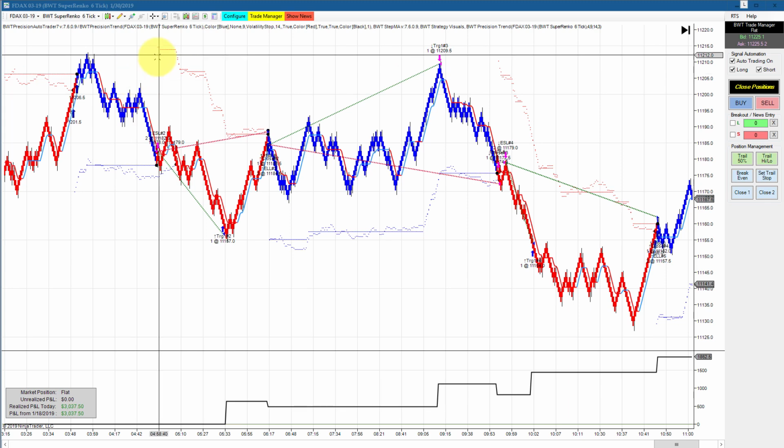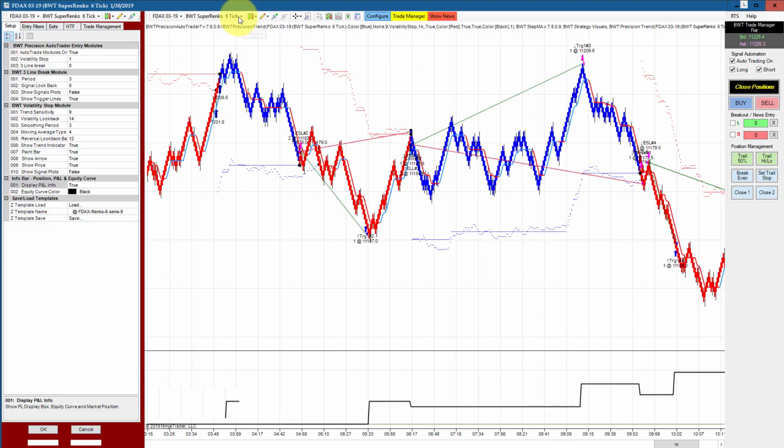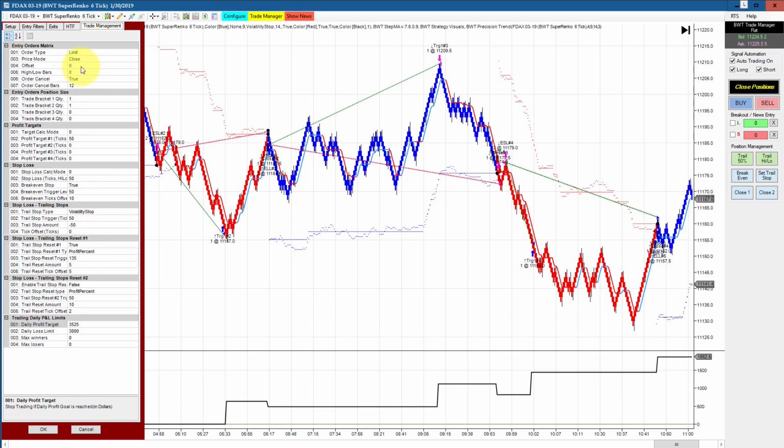Okay, first up is this DAX on a Super Renko 6 tick, and this is the one that I've plotted with a sensitivity of 9. And so the higher you go in sensitivity, the less sensitive it is. This also has a limit order with an 8-tick pullback and a larger number of order cancel bars, because usually there's some kind of volatility at the entry here.